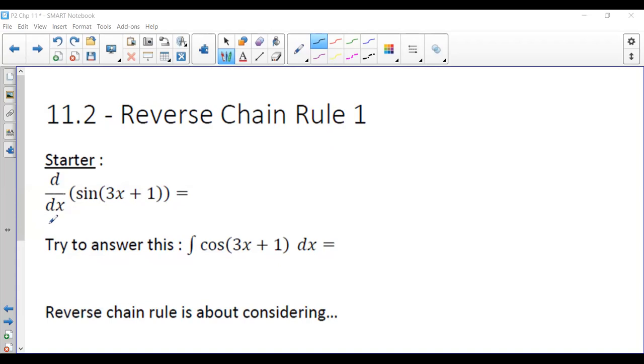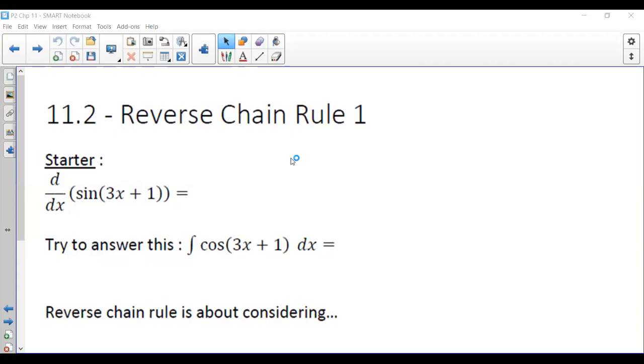Now, in integration, we can only do reverse chain rule. So to start, can I ask you to use chain rule to differentiate this? If you remember the shortcut for chain rule, can I ask you to go through this question? Okay, pause the video, have a go at the start of the question, and then try to answer this if you can. Then when you're ready for the answer, you can press play.